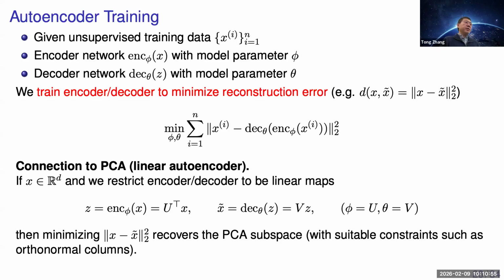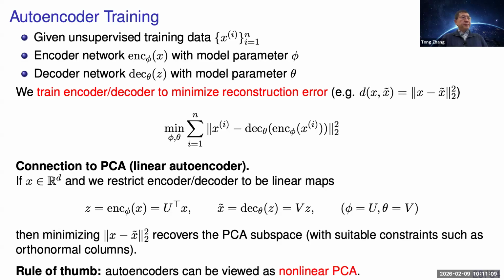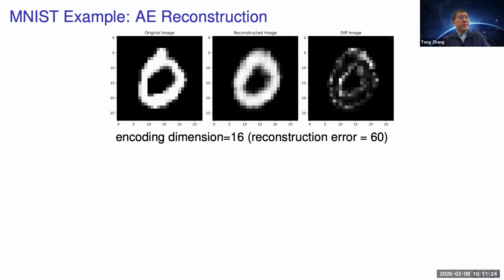Basically, PCA is a special case, but the modern way of doing autoencoders is not using linear, but using neural nets. So this is just a strict generalization of PCA. Basically, it can be used as nonlinear PCA. So it's basically a generalization. If in your PyTorch code you just have a linear layer, then that's PCA. Okay. So let's move on.